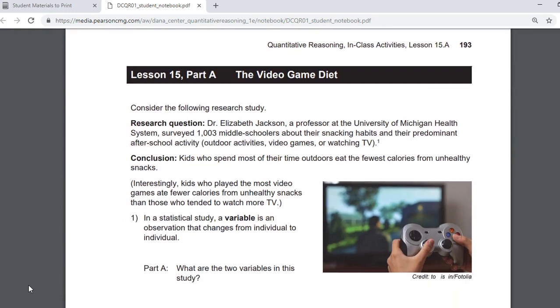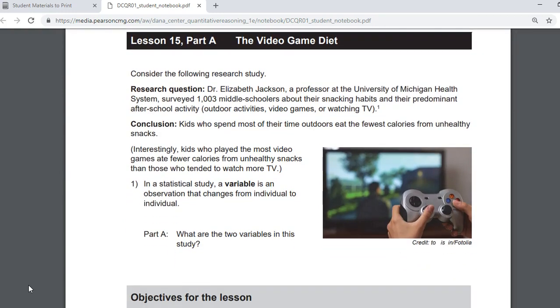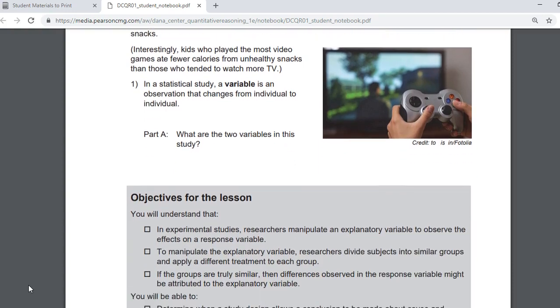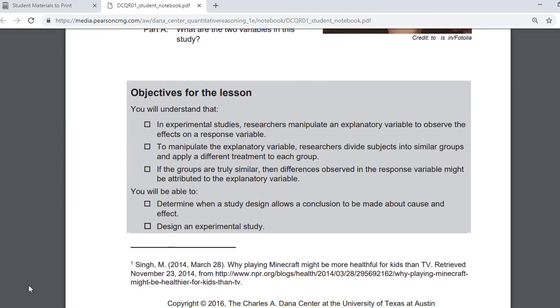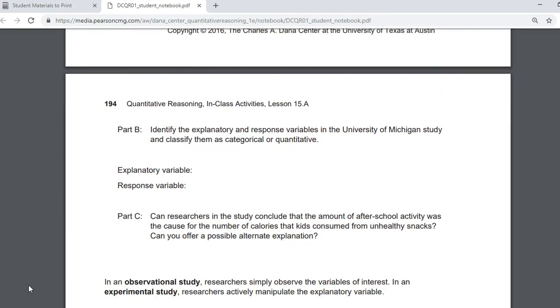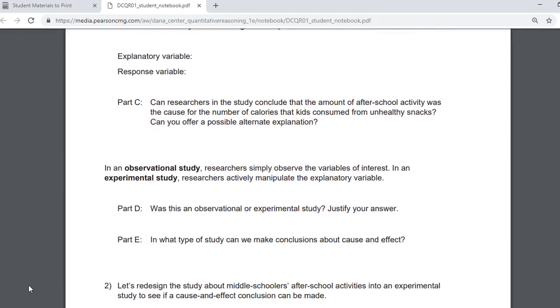So 15A, the video game diet. We looked at this. We spent a lot of time either in video or in previews and practices talking about explanatory and response. Make sure you know which one those are, and make sure that you can put them on an XY axis and then talk about them.